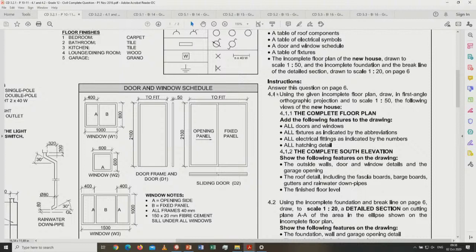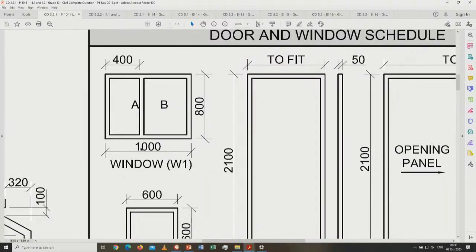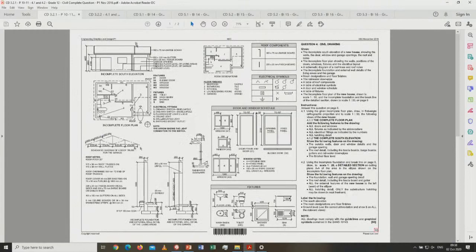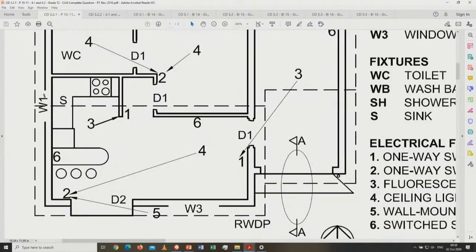So in this case, it's asking you to complete the floor plan on a scale of 1 to 50. Now, the moment you see 1 to 50, you should grab your calculator. Of course, you can't use your cell phone in the exam room, so you have to remember your calculator. If window number 1 is 1,000 millimeters and I have to place it at a certain spot, I need to know that will be the position of window number 1.